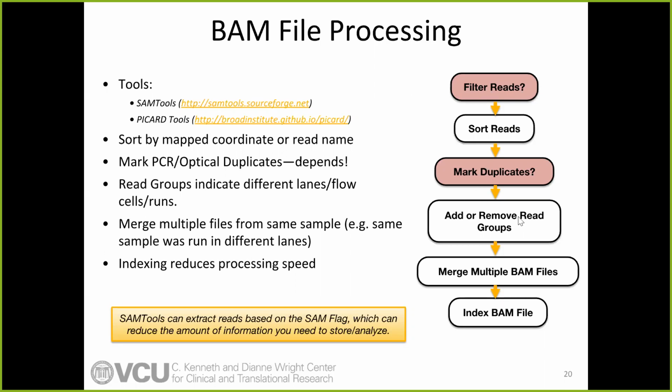Then you can also add and remove read groups. This helps if you have the same sample separated across multiple lanes and you need to merge the information at some point into one file. You can actually mark which lane each read came from in case there are difficulties downstream and you need to identify which lane a particular read came from. And then you can merge multiple BAM files if needed, or that may not be needed if you haven't run technical replicates in different lanes.